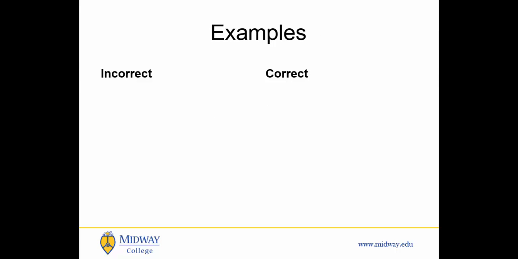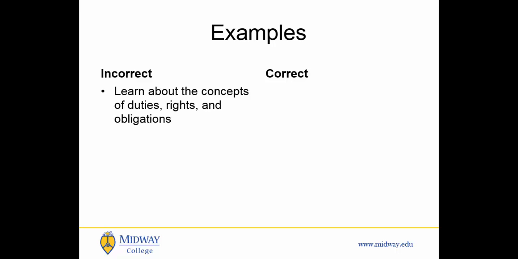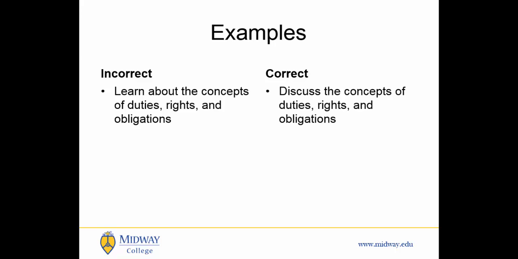This slide will show you some examples of incorrect and correctly written outcomes or objectives. Why is the first example incorrect? Learn about the concepts of duties, rights, and obligations. If outcomes and objectives are to be measurable, then how do you measure student learning? Better yet, how does this inform the student how they will be measured? A better way to write the objective is to use a Bloom's taxonomy verb like seen here. Discuss the concepts of duties, rights, and obligations. Now the students understand exactly what is expected of them in order to demonstrate the knowledge of duties, rights, and obligations.